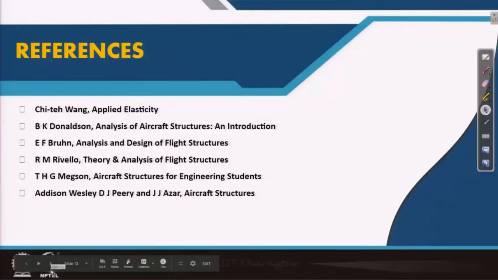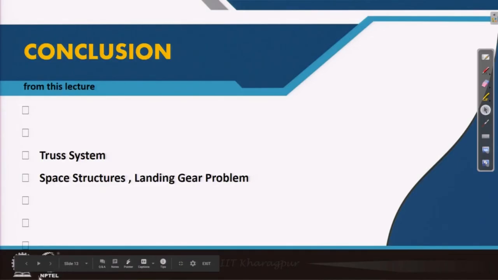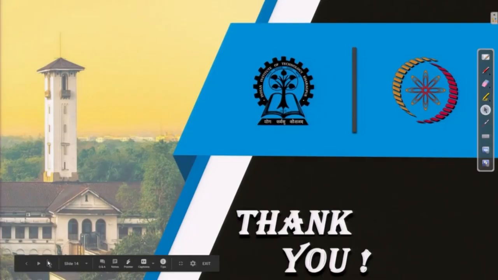So, the references are all the same references, and what we have learned from these slides are these space structures, an introduction to space structures. And we have solved a landing gear problem, we have learned how to consider three-dimensional structures for the solution, and that way we conclude today's lecture, and hope you will join back again in the next lecture, where we will solve another space structure problem.